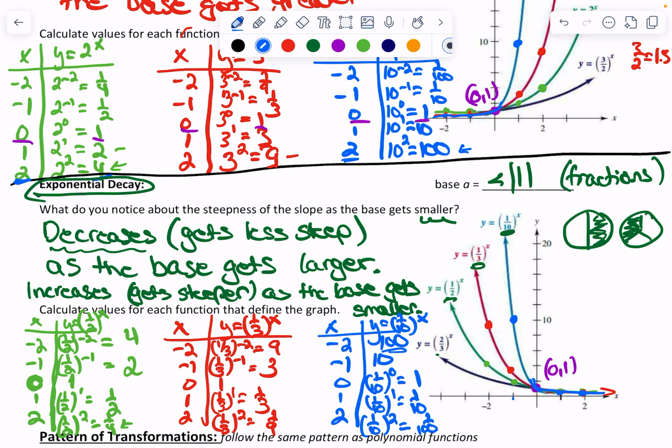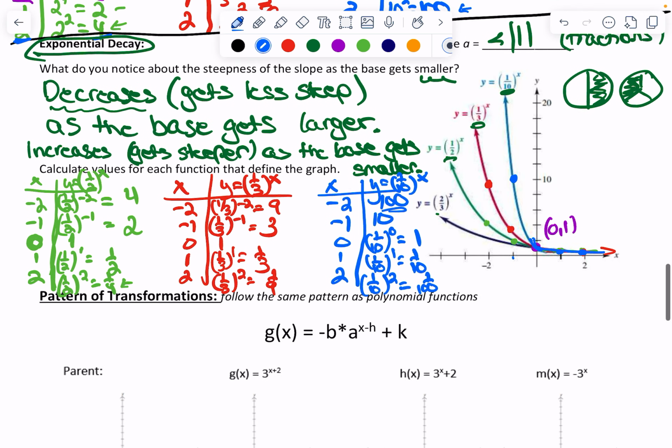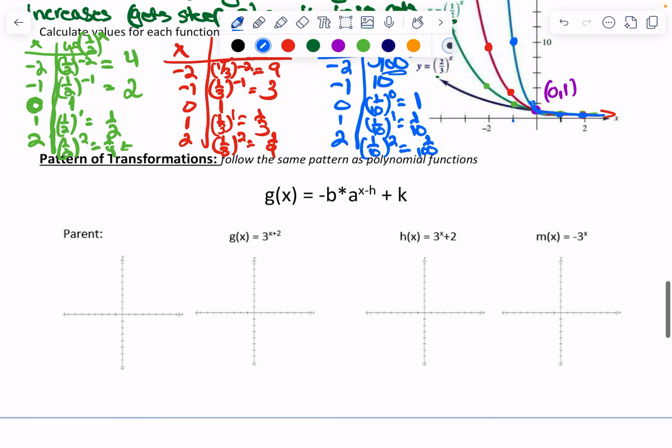Okay. So let's move on. Patterns of transformations. So what we're going to do is we're going to follow the exact same pattern as polynomial functions. So this negative here reflects across the x-axis.